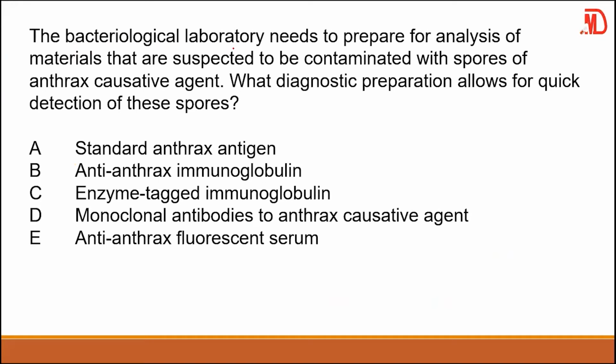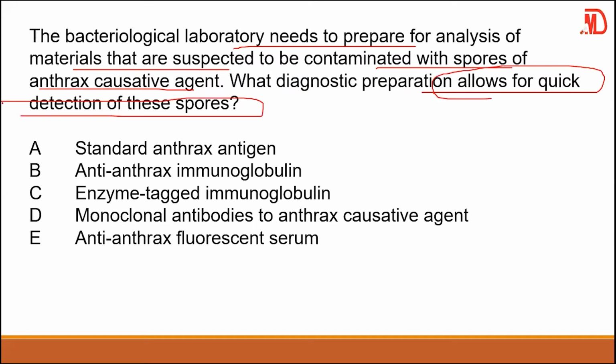The bacteriological laboratory needs to prepare for analysis of materials that are suspected to be contaminated with spores of anthrax, the causative agent. What diagnostic preparation allows for a quick detection of these spores? Quick one, so you need a quick test. For a quick one, we are going to use the anti-anthrax fluorescent serum. It gives you a quick answer, or it identifies the spores for us easily.